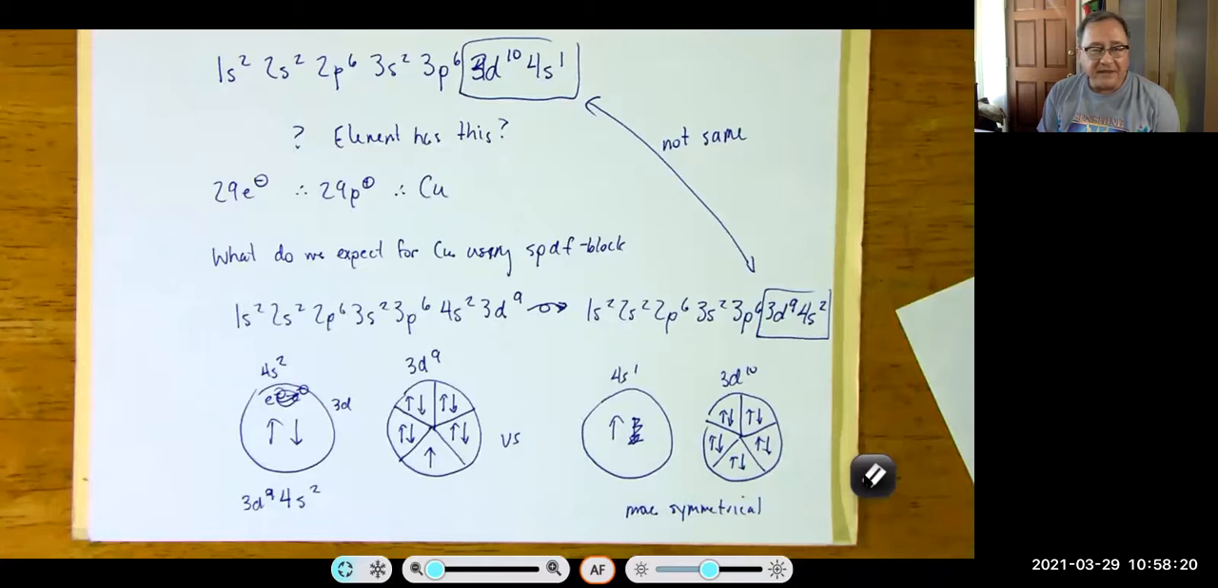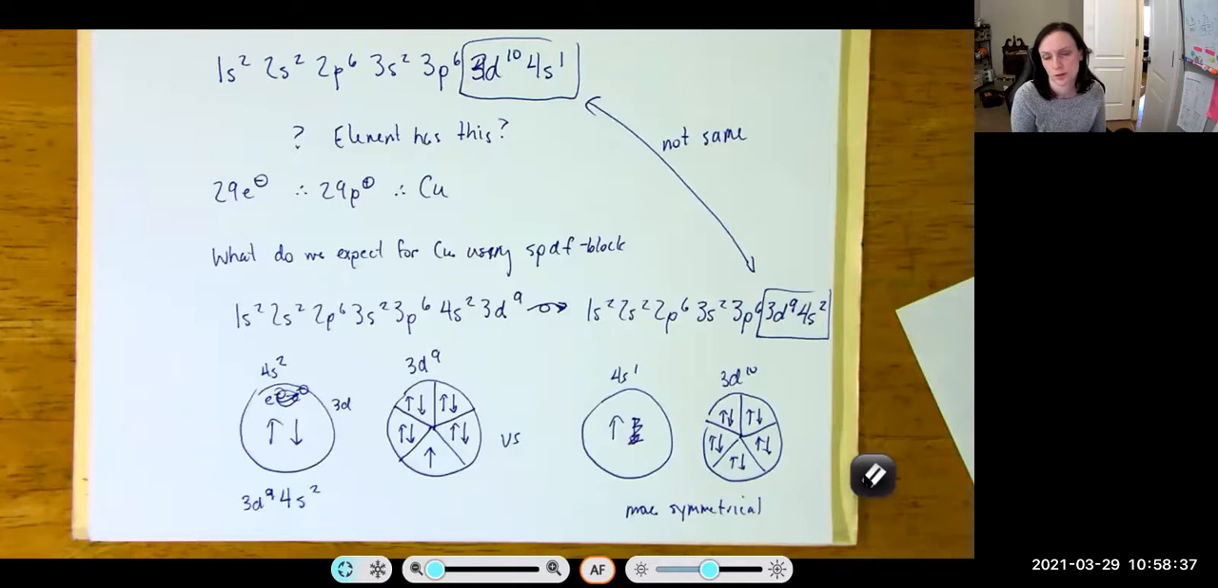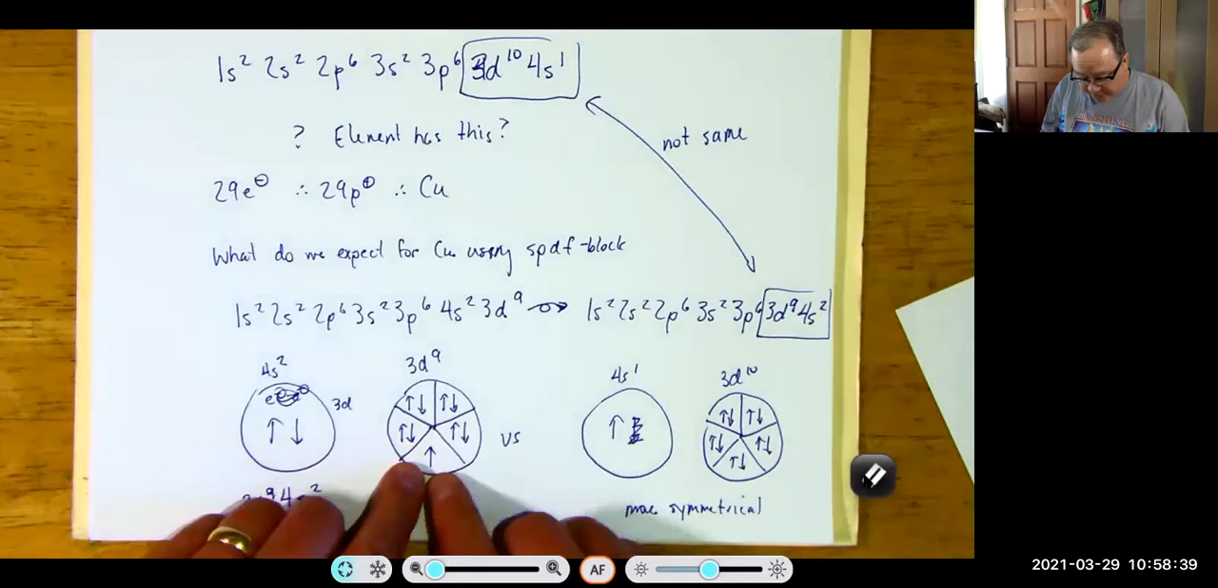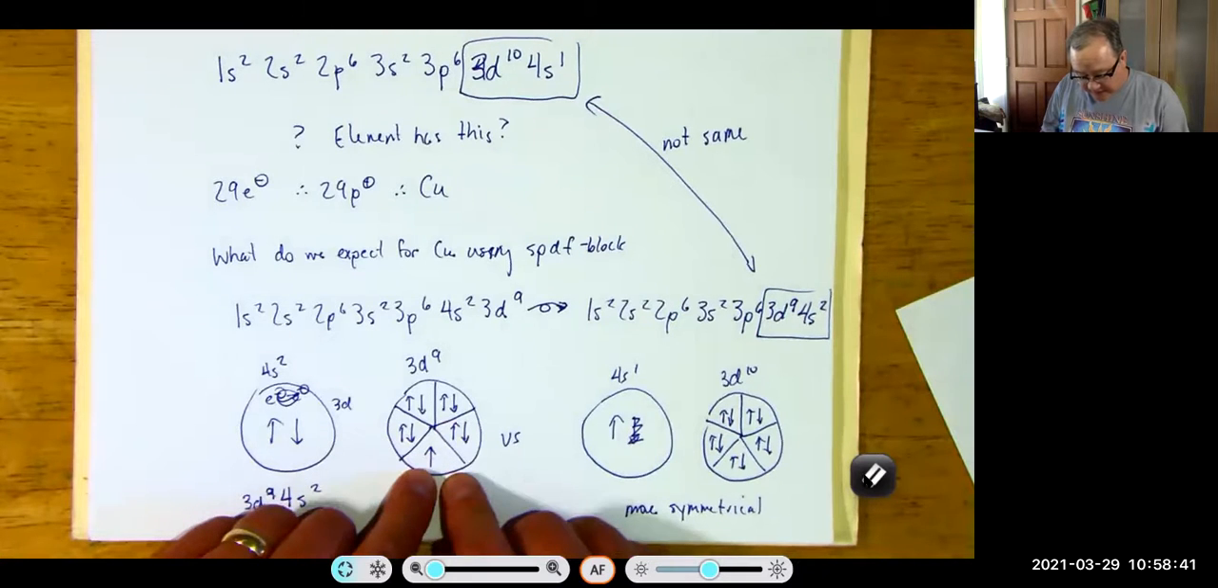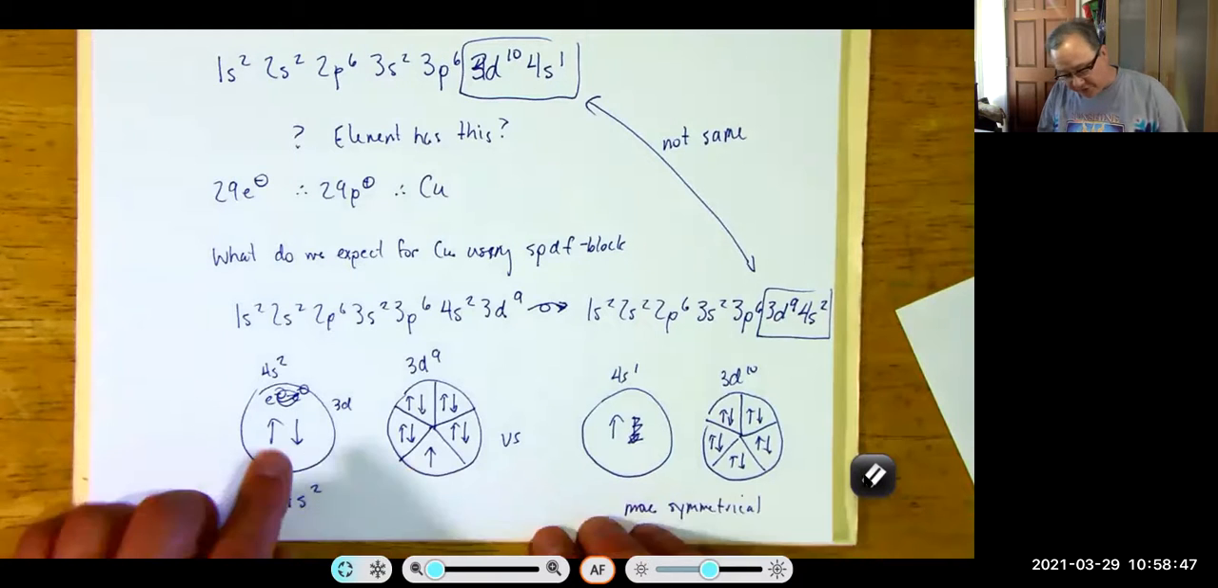But it doesn't always work well in all cases. For instance, it doesn't happen for nickel. With nickel, you would have 3d8, and you'd have two spaces here, but it just doesn't work as well because you can't put those 4s electrons into the 3d.